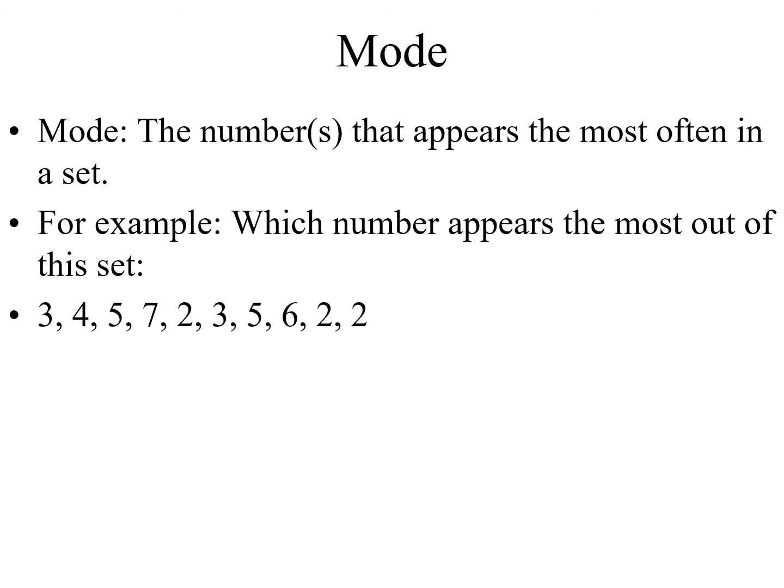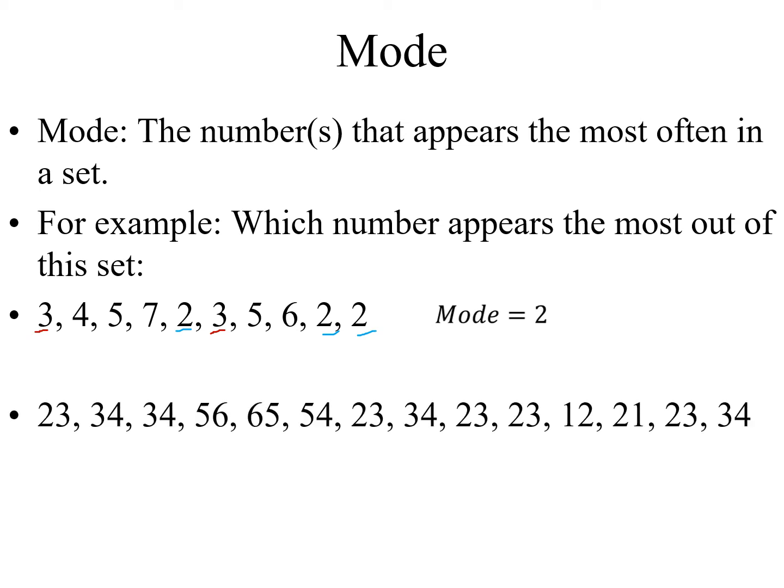Here I've got 3, 4, 5, 7, 2, 3, 5, 6, 2, and 2. In this case, I have got 2 3s. I've also got a 2, 2, and 2. And it looks like I got 2 5s, but the most I have is 2. So we would say our mode is 2. You look for the number that appears the most.